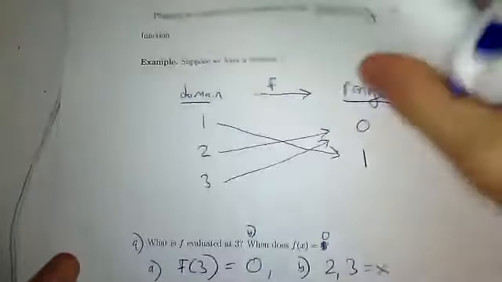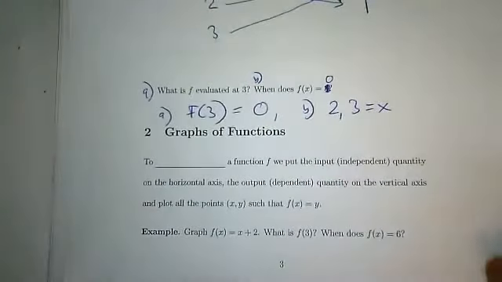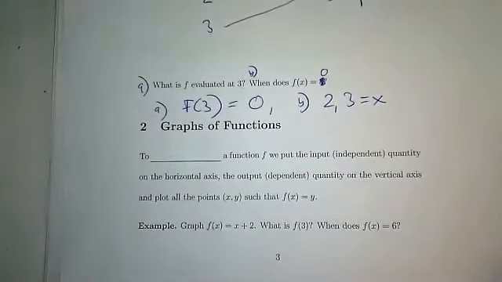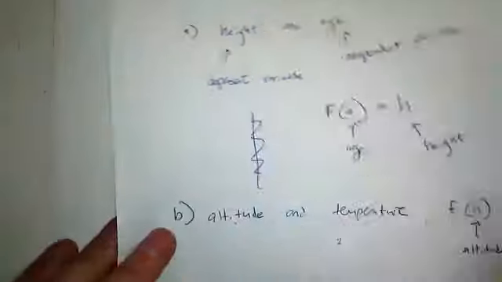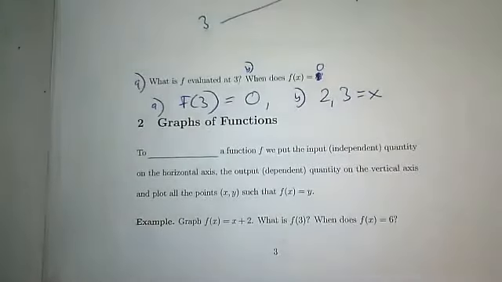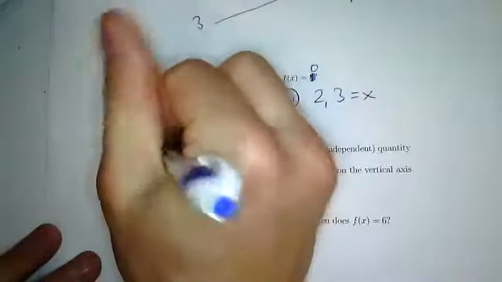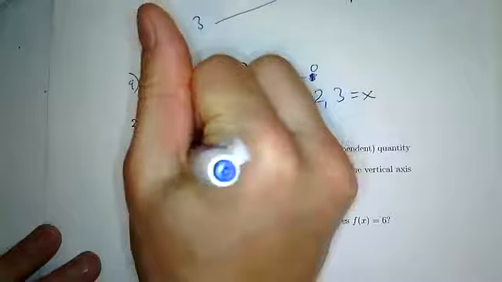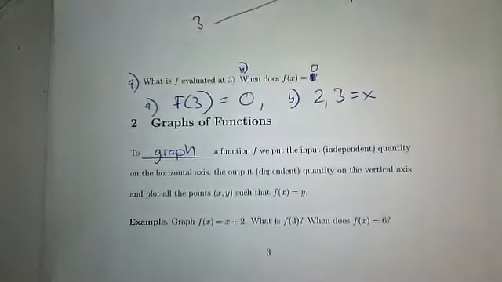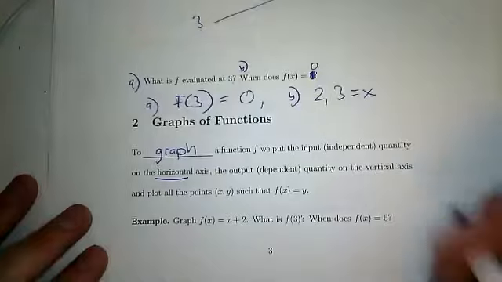We're building. All right, so graphs of functions. It's almost impossible to talk about functions without mentioning the graphs. Earlier I scribbled this out because I wanted to talk about the graph of the function, but we hadn't gotten there. It's really important. It gives you everything about the function. So to graph a function f, we put the input quantity on the horizontal axis and the output quantity on the vertical axis.